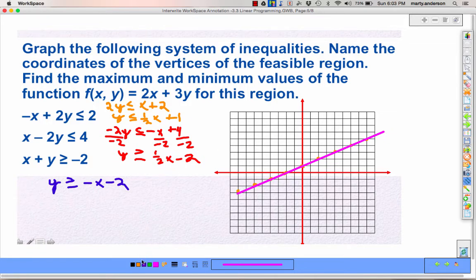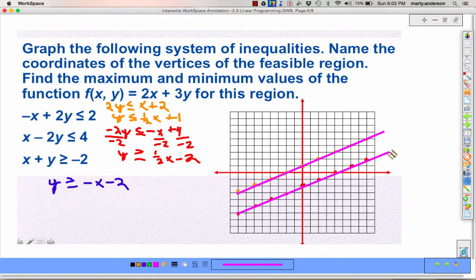Next one, plot those points. I have negative 2, 1, 2, slope of a half, up 1, right 2, up 1, right 2. Oh my gosh, what kind of lines did we just make? Isn't this just something else? I got parallel lines. These lines don't even intersect. No solution. They got the same slope, just different y-intercepts.